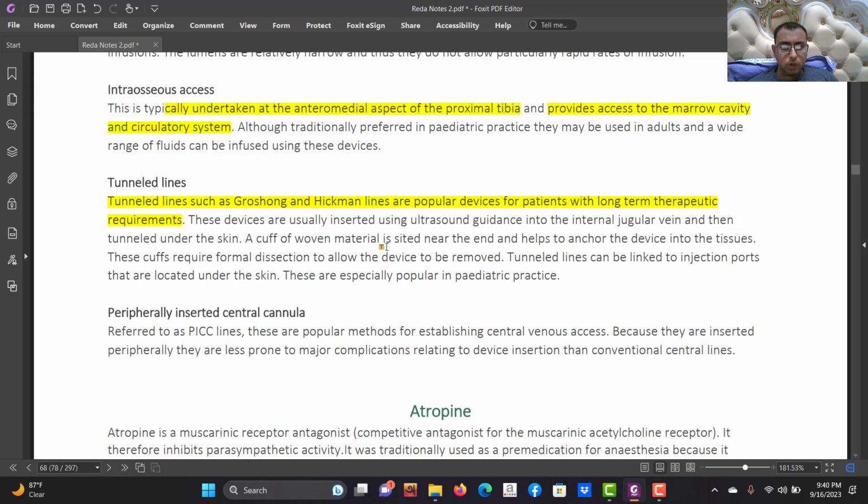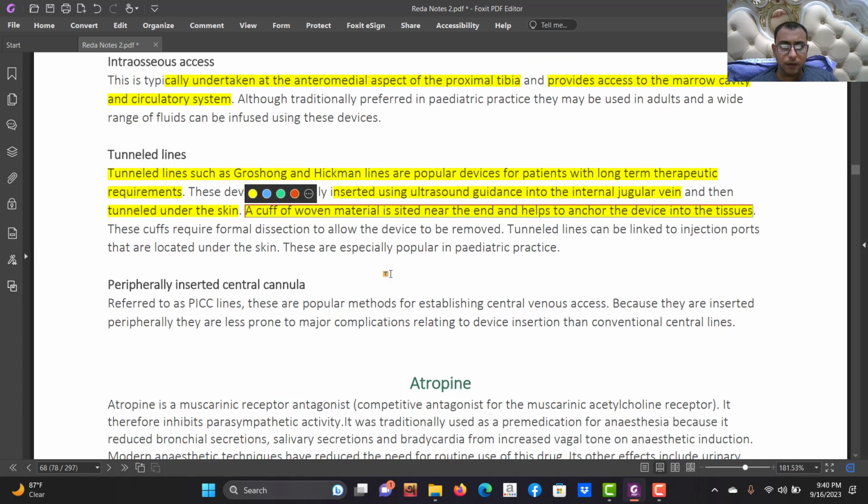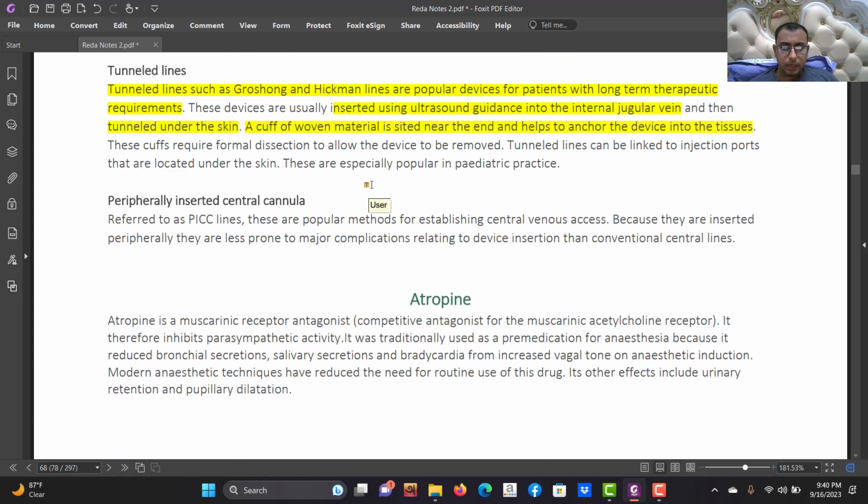These two lines can be inserted ultrasound guided in the internal jugular vein, then tunneled under the skin. A cuff of woven matrix is sited near the end and helps to anchor the device to the tissues. That is enough. You should remember that for long-term nutrition, Groshong and Hickman's line is popular for giving fluids, electrolytes and nutrition.